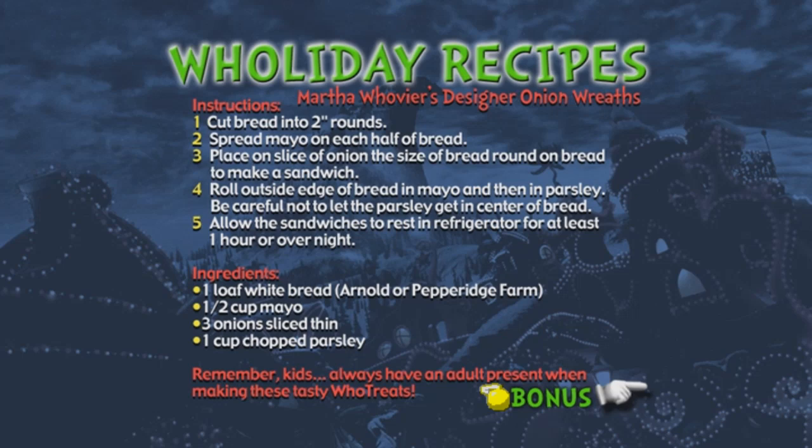Ingredients: 1 loaf of white bread, Arnold or Pepperidge Farm, 1/2 cup mayo, 3 onions sliced thin, 1 cup chopped parsley. Remember, kids, always have an adult present when making these tasty Who treats. Press the Enter key to return to the Bonus Materials menu. Press the right arrow key to go to the next page.